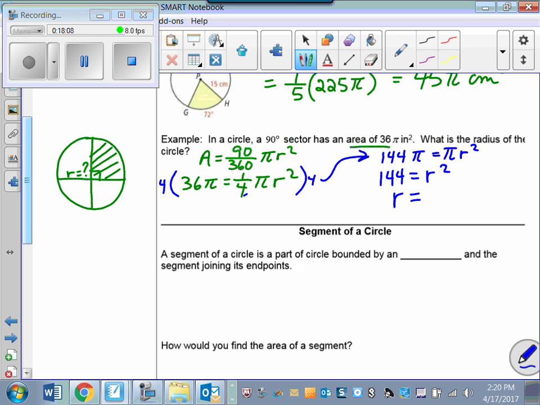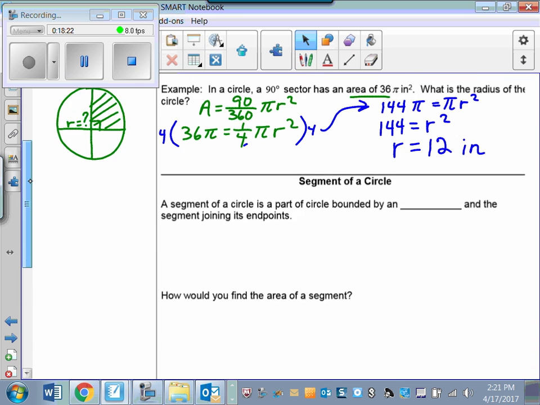So r is plus or minus 12, but of course it's not negative. It doesn't have a negative radius. So the radius has got to be 12 inches. So another fun type of problem you might see in the future.